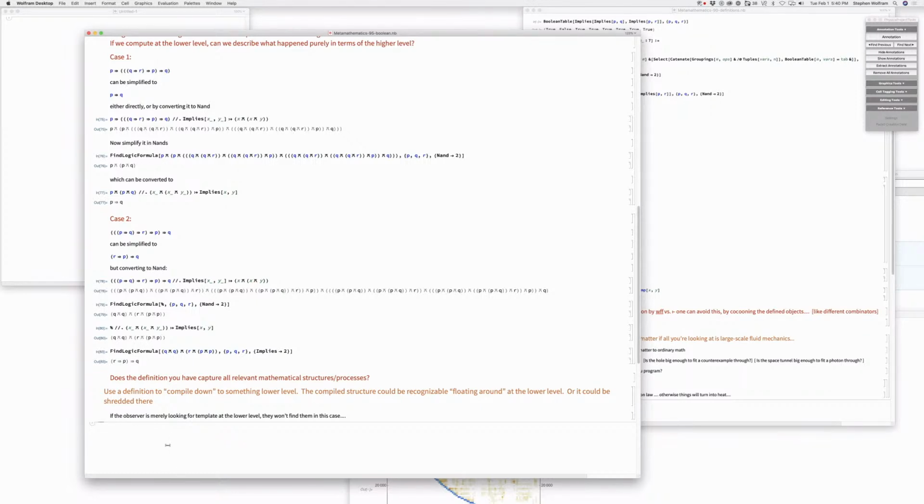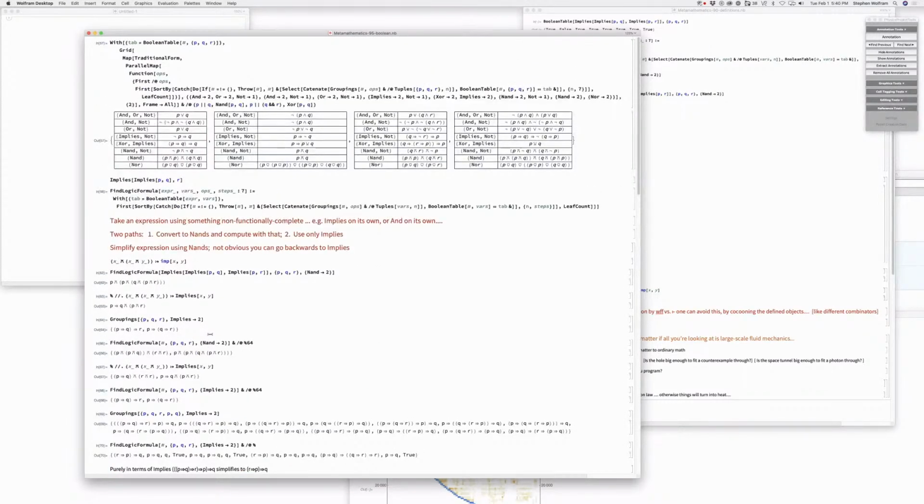So let's be more specific here. So let's say this is a definition of implies in terms of NAND. Okay, we could also define and in terms of NAND and so on. Let's just take a look up here at what we've got.